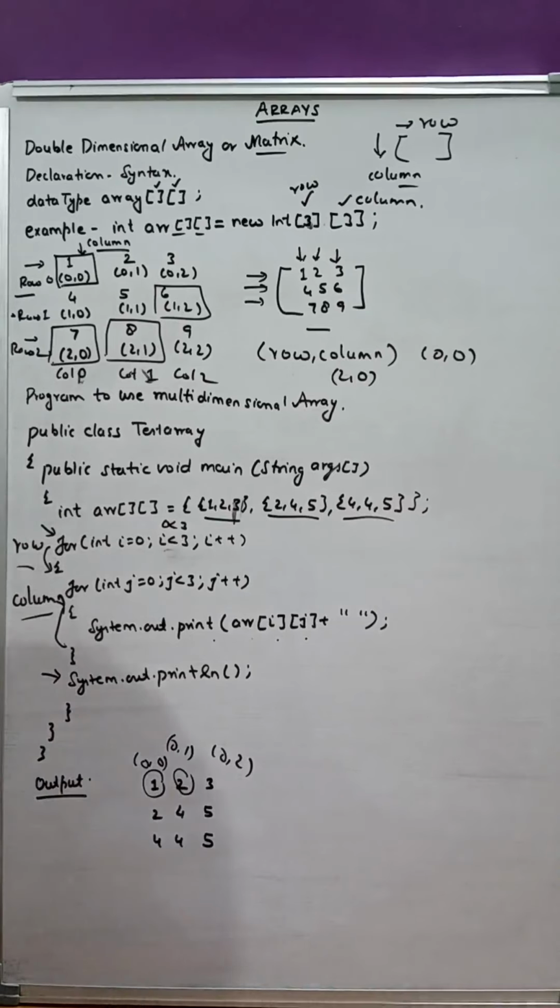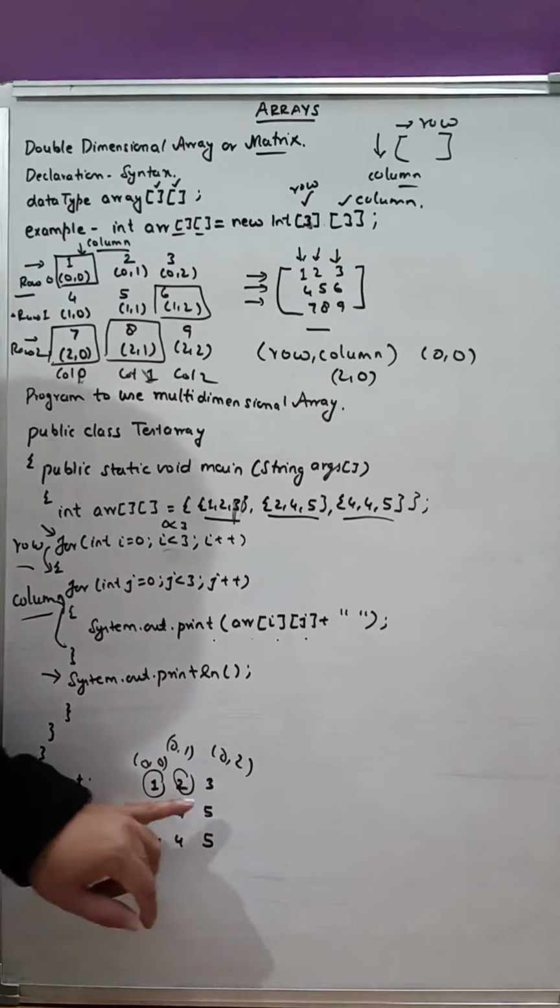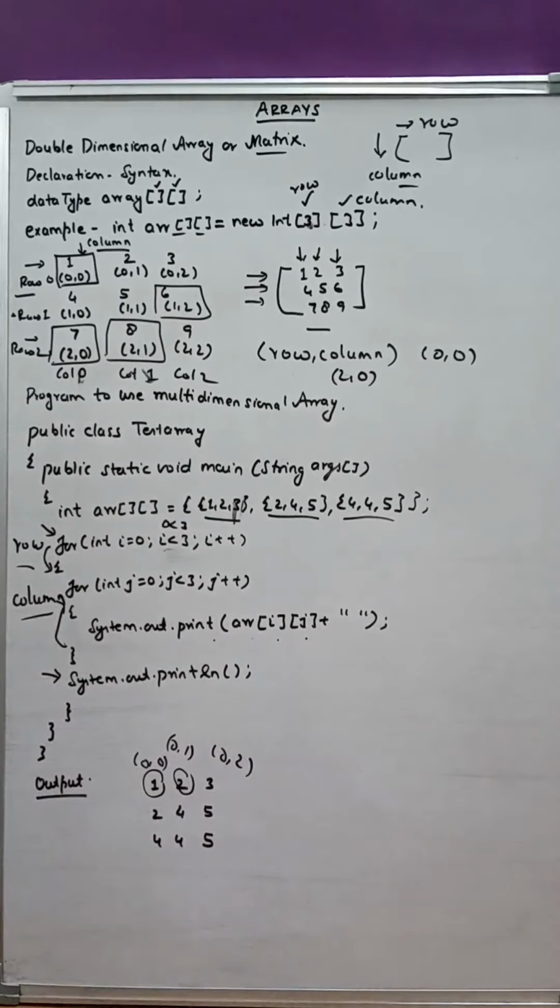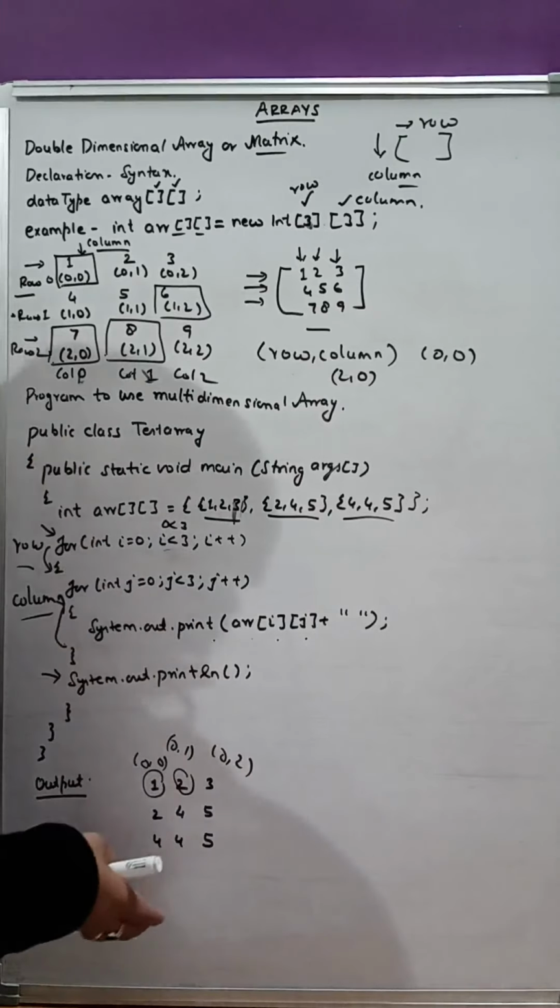For the 0th row, you have already taken the values. Now you go for the first row, and in a similar way you go for the second row also. So this will be the output that you will see: 1 2 3, 2 4 5, and 4 4 5. This is the overall output that you get from the program we have done. So this is the program and this is the output.